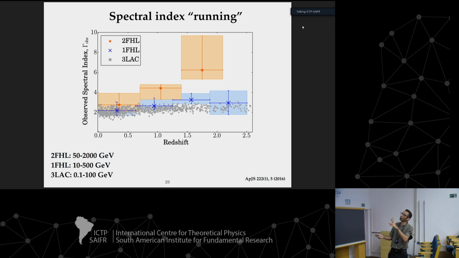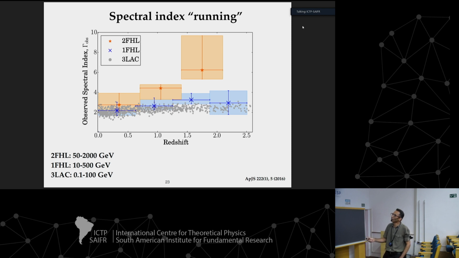There are three different data points here: these gray ones, then the blue ones, and then these yellowish ones. These different data points come from different energy ranges inside Fermi-LAT. The high energy sample is the one called 2FHL, in which the photons go from 50 GeV to 2 TeV, basically. Then there's a low energy sample from 0.1 to 100 GeV and an intermediate energy range. You can see that for the low energy data, there's no clear trend in the behavior of the spectral index as a function of redshift.